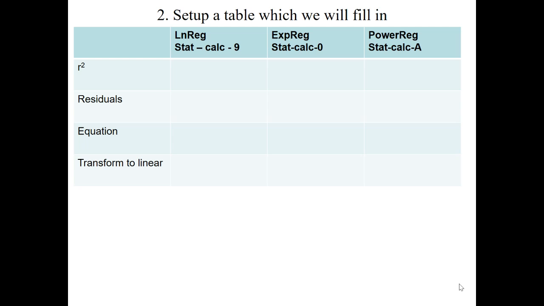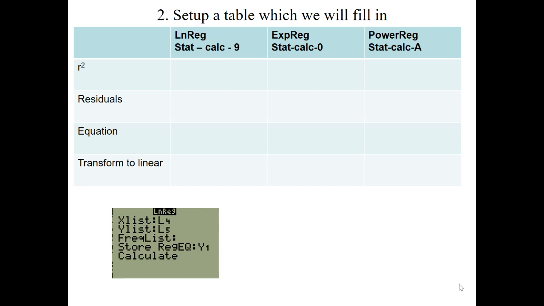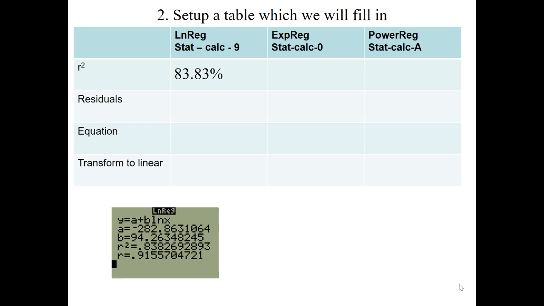This is a table I'm going to set up. I have my linear regression, which is StatCalc 9, exponential regression, StatCalc 0, and the power regression, StatCalc A. So I go down and calculate, run 9. This is how mine's going to be set up, and I'm storing the line just so I can see the curve later if I need to. And that's what happens if I run it. So this is StatCalc 9. First thing is it tells me my R squared is 83.83%, which is not a bad R squared.